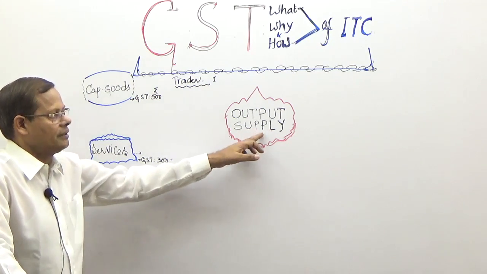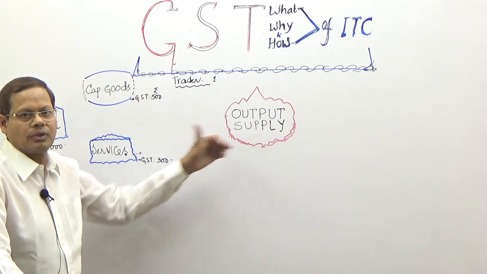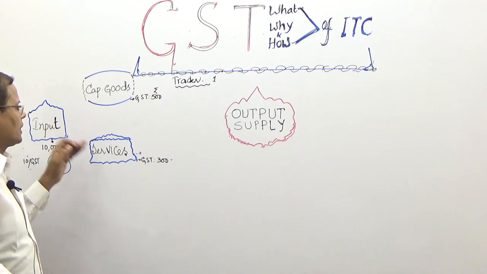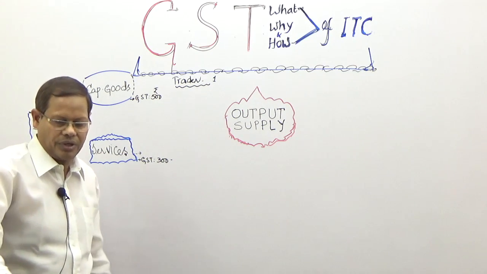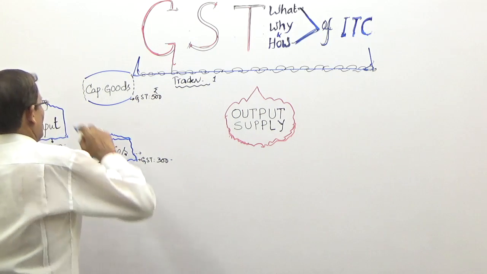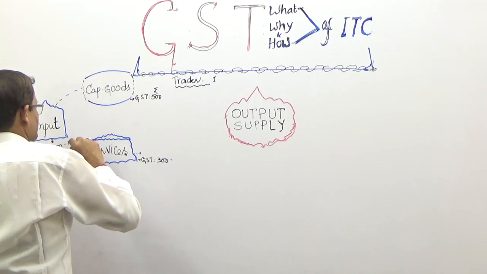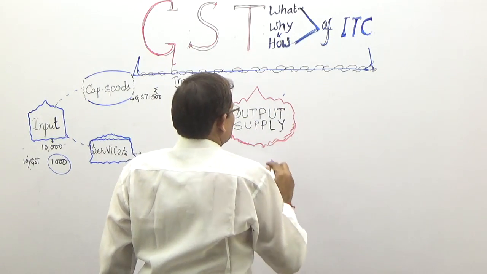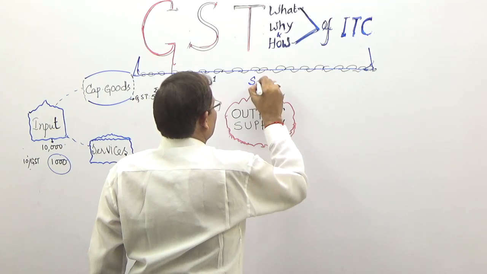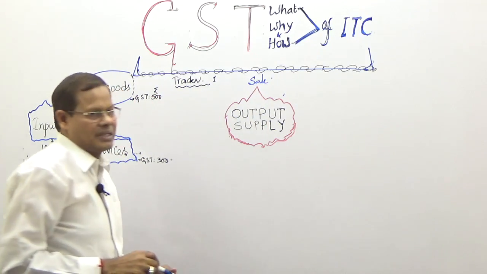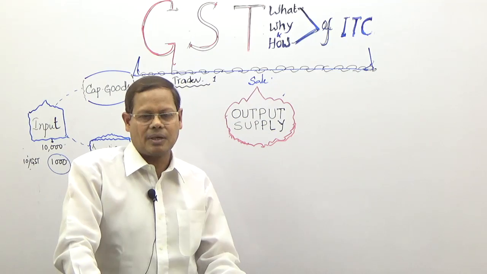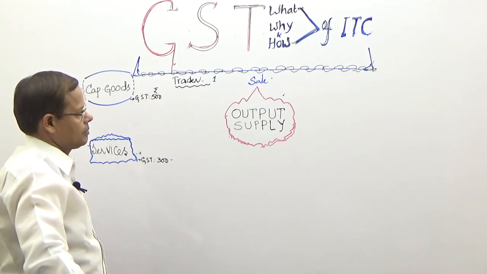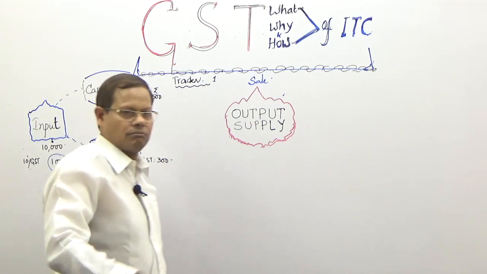Because it is an input for the output. This is his output. For that he is taking something that is called input. So input, services and capital goods, these three things he is using. What for is he using all these three? For the purpose of output supply. He is selling actually. It is a sale, but technically we call it output supply or outward supply.